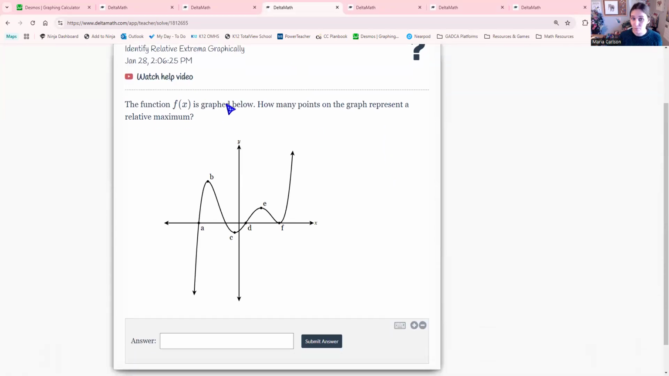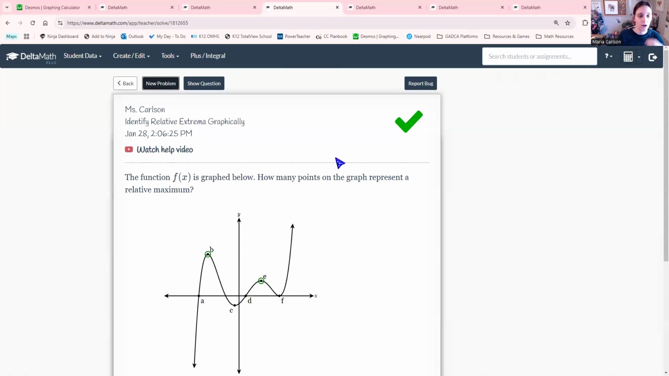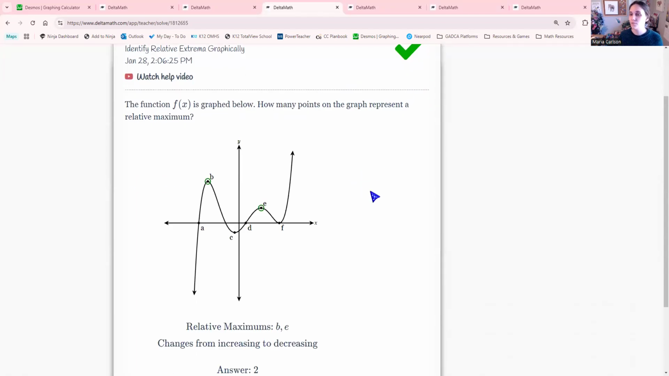On the function graph below, how many points on the graph represent a relative maximum? I see 1, 2 highest points. So you're really just counting how many highest points for maximums you see or how many lowest points you see for minimums. Please let me know if you have any questions on either of these 2 types of skills.